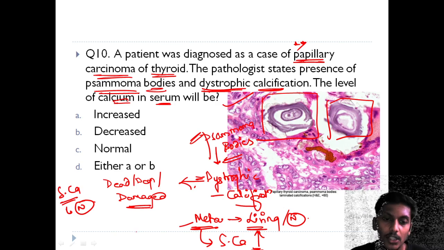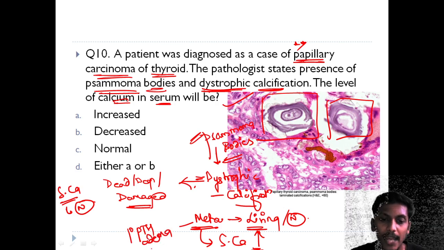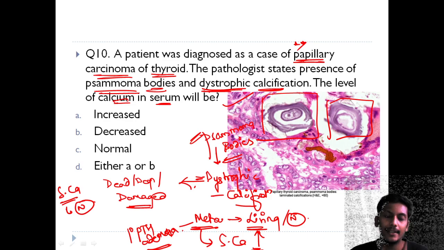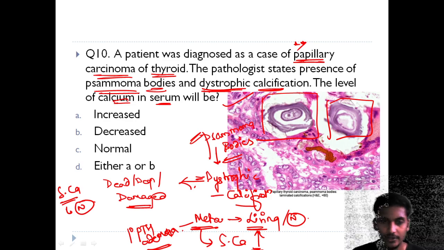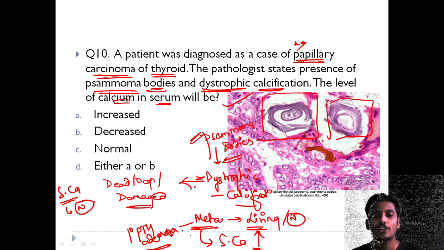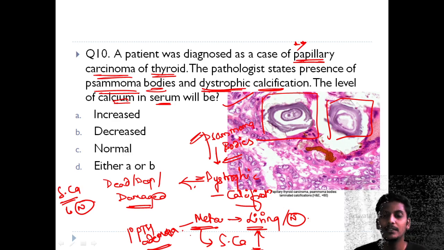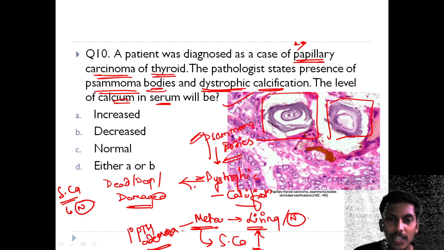So please remember, the most common cause of metastatic calcification is primary parathyroid adenoma, or you can say primary hyperparathyroidism. So these are your two types of calcifications. Please remember, in dystrophic calcification, serum calcium levels are normal, whereas in metastatic calcification, the serum calcium levels are elevated.